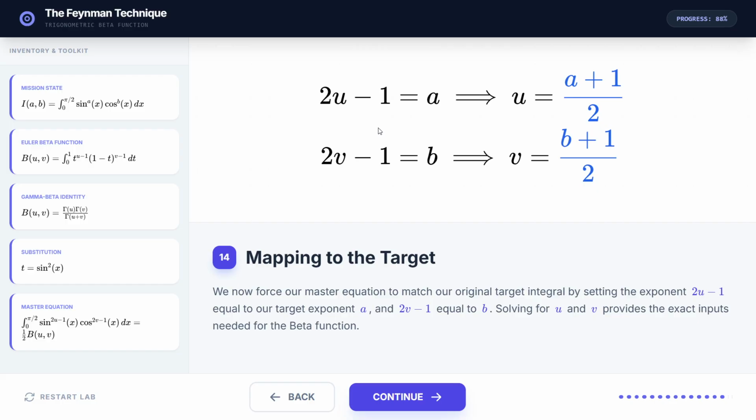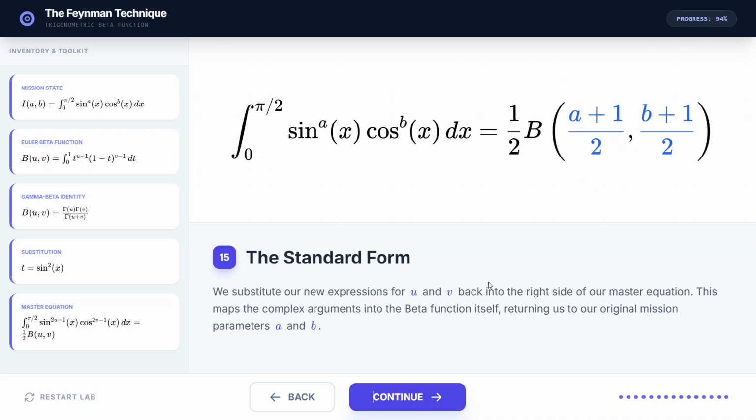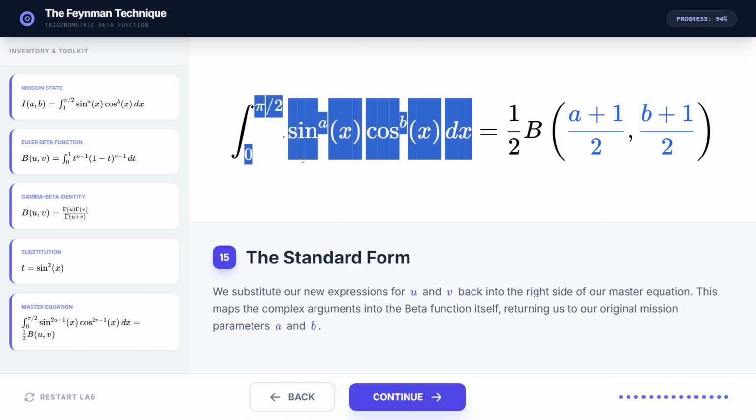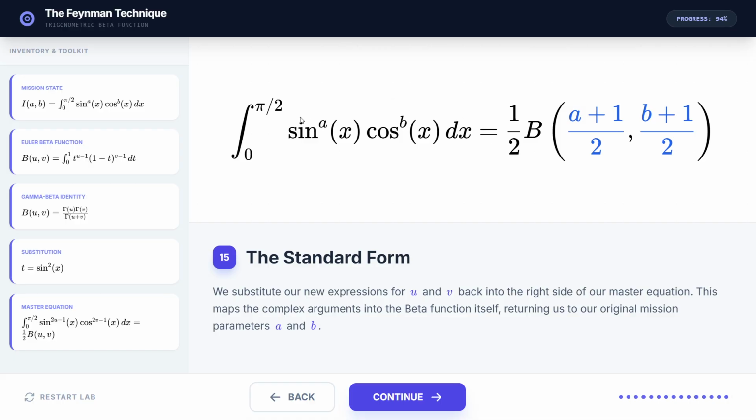So next, we're just going to redefine some variables here. These are constant variables. We're just going to let 2u minus 1 equal a and 2v minus 1 equal b, implying that u is equal to a plus 1 over 2 and v is equal to b plus 1 over 2. Plugging those back in, and now we have, this is our original integral. That's what we originally set out to solve. And we see that it's equal to 1/2 of the beta function evaluated at these values.